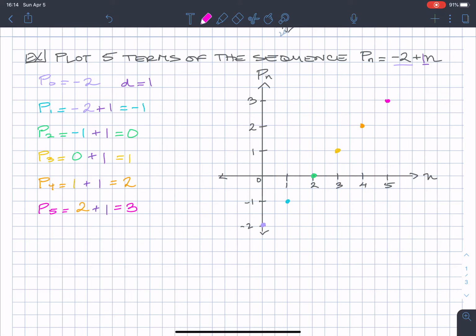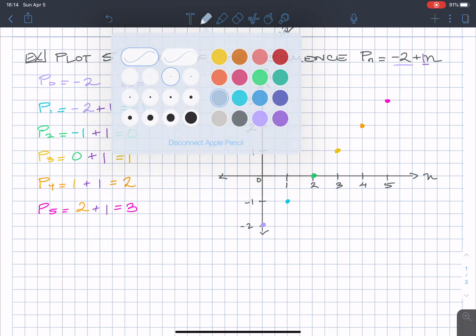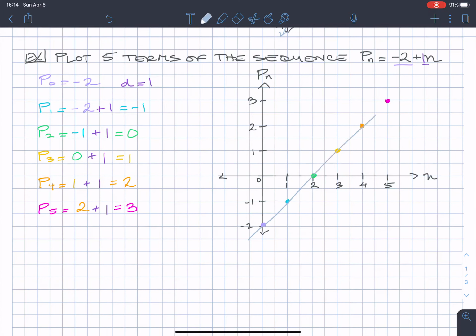Okay, so hopefully we can see that this is indeed a nice straight line through here. So it is linear. Okay, so linear, check mark.